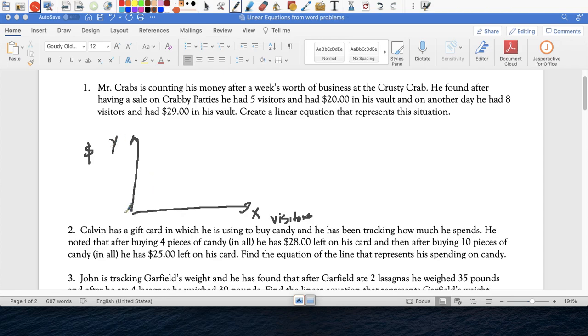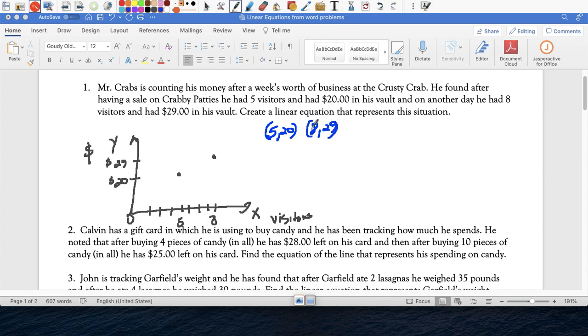So I know that here, zero visitors, I have no information on that. 1 visitor, 2 visitors, 3, 4, 5, 6, 7, 8. So I have information on 5 and 8. When there's 5 visitors, Krabby sells 20 bucks right here. There's a point. And when there's 8 visitors, they sold 29 bucks. So those are the 2 points that I have right now. Let me write that down: 5 and 20, 8 and 29.